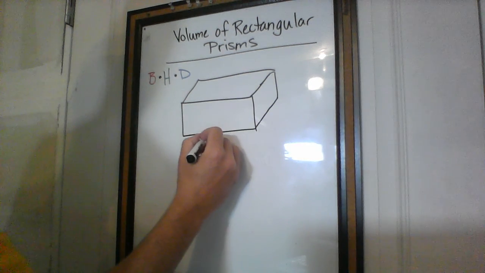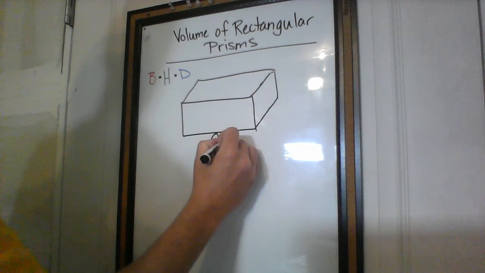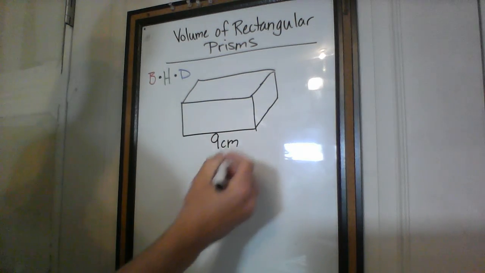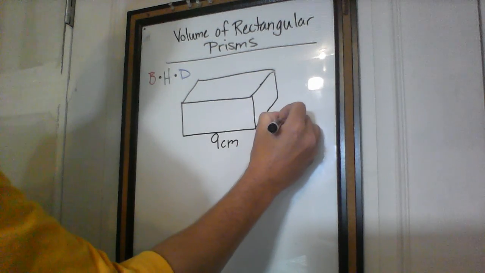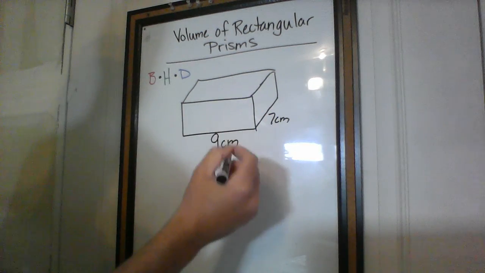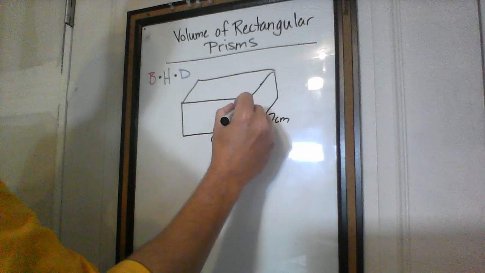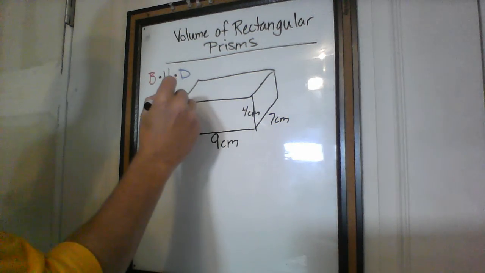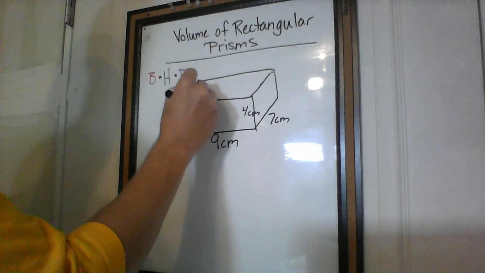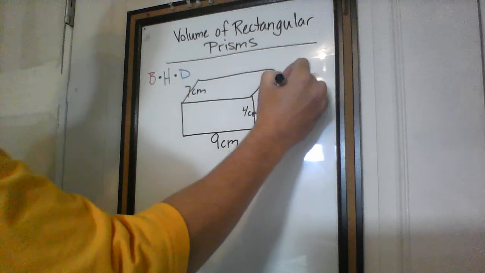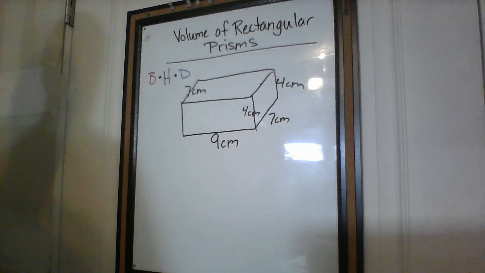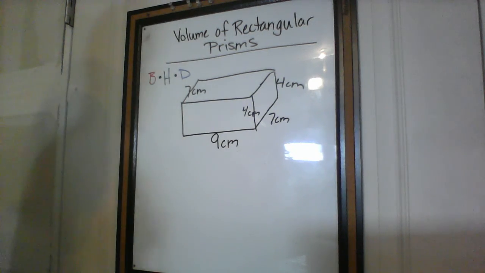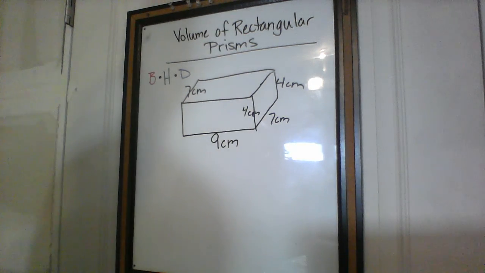Let's label this one. This is a little bit longer, so let's go with 9 centimeters. This one looks more like it's 7 centimeters. And let's do 4 centimeters there. And this one is going to be 7 centimeters. This one is going to be 4 centimeters. Okay, so we have all of these measurements on here. I want you to figure out the answer for volume of this rectangular prism. Go ahead and pause the video and solve.